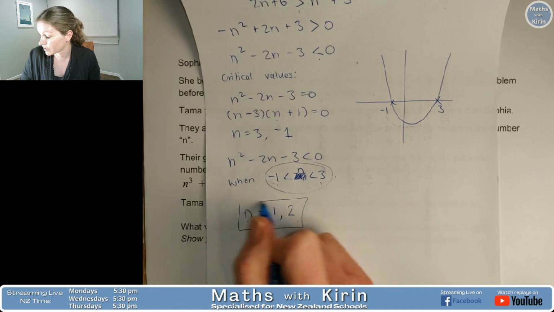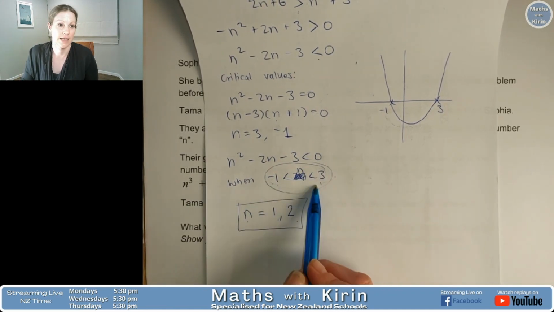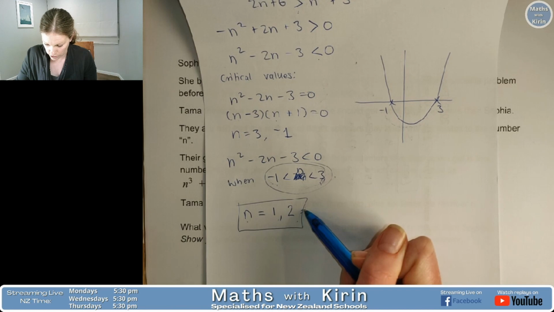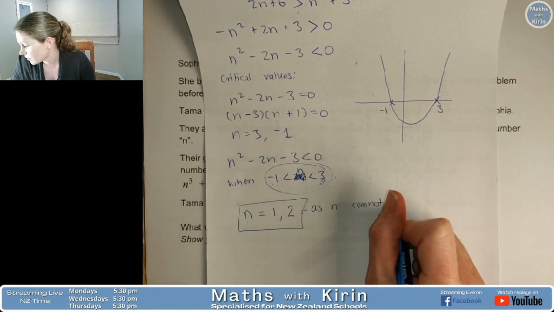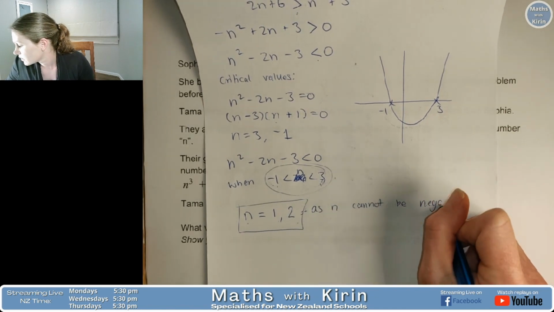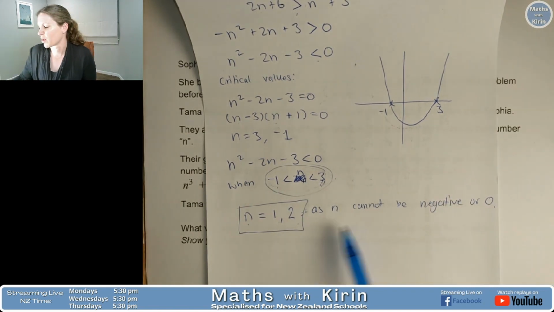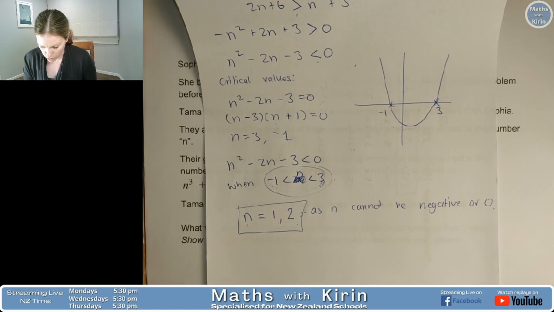This is obviously what we're really after, but if you leave your answer as -1 is less than n, which is 3, you still get full marks. So you still get excellence for either of these two solutions. And we should say as n cannot be negative or 0. Sorry, I did say that, but we probably should write that down, so justifying why we've said it's only 1 or 2.